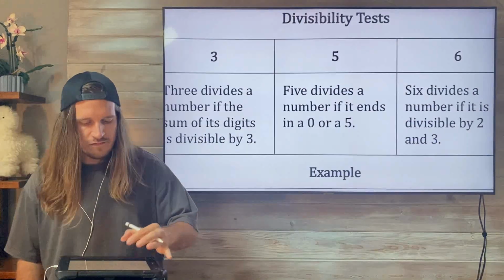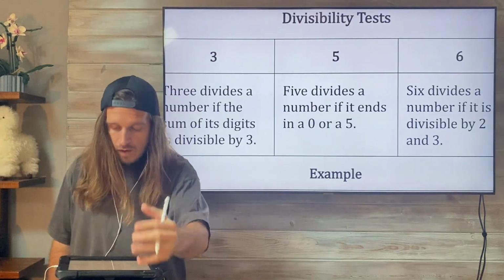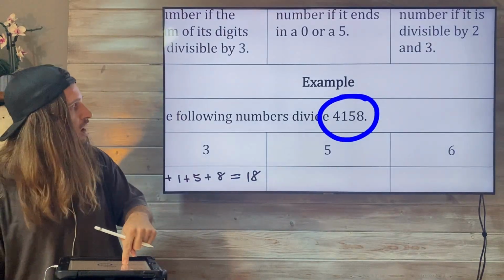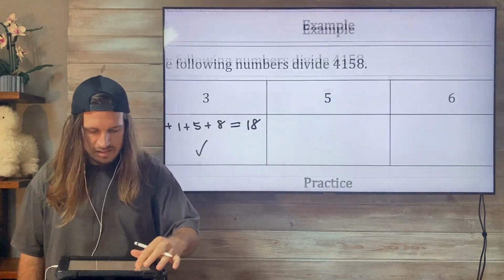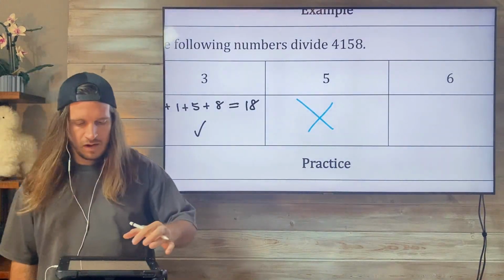How about 5? 5 divides a number if it ends in a 0 or a 5. Now, does this number in question end in a 0 or a 5? No, it doesn't, so it is not divisible by 5.